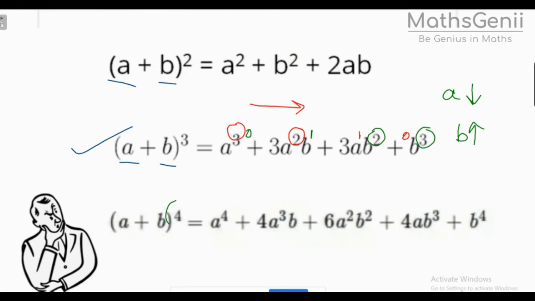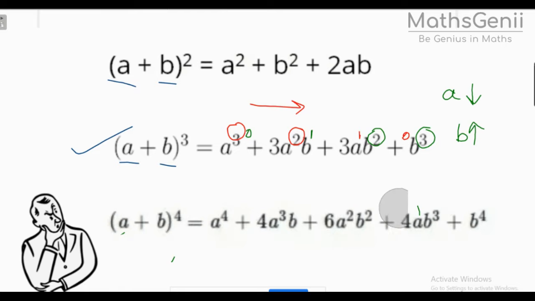Here also, if you see, this is your n. This is called n, (a plus b) raised to n. So in this case your n is 4. So your power of a is 4, 3, 2, 1, 0. So it's decreasing. So this is a pattern.